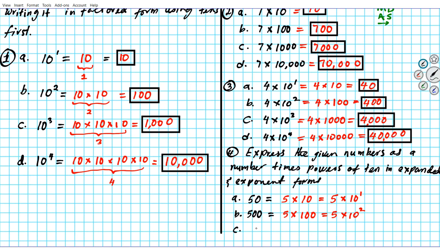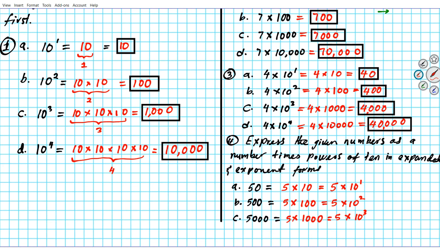Moving right along, what about 5,000? 5,000 is going to be 5 times what? You already know what it is. 1,000. Just by saying it alone, you have an idea as to what it's going to be. And then if you want to write this in exponent form, you have 5 times, what is 1,000 as a power of 10? It is 10 to the third because you have 3 zeros there.